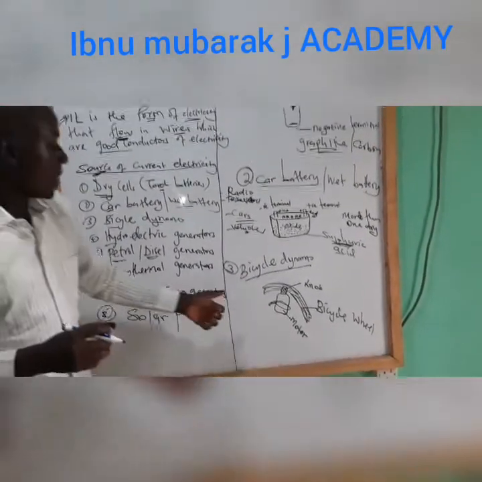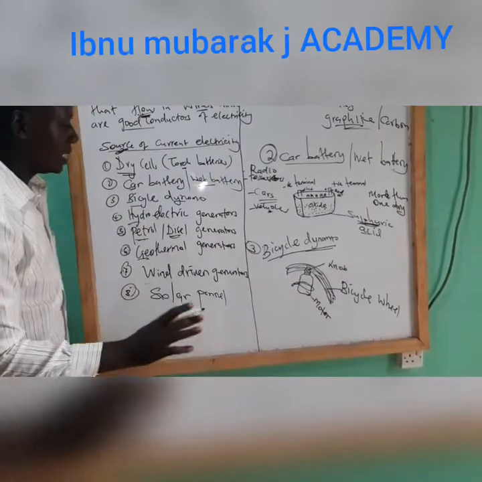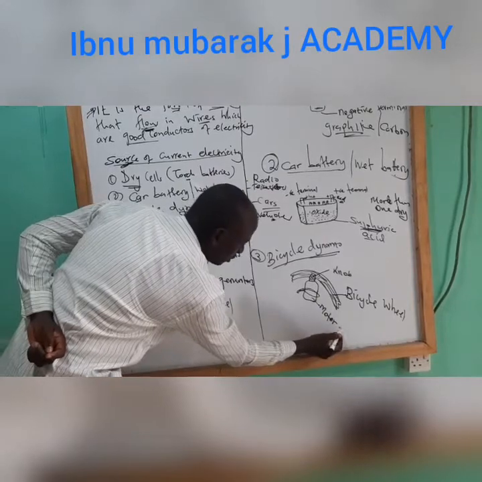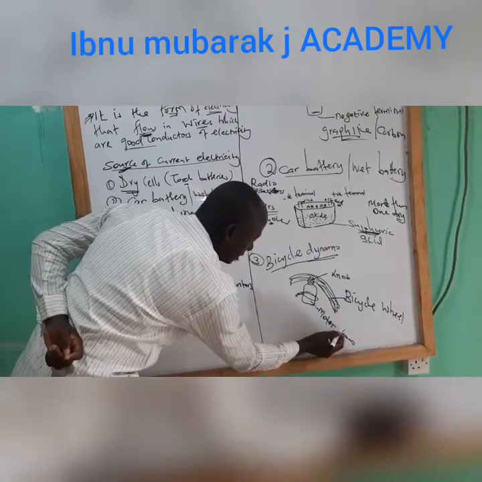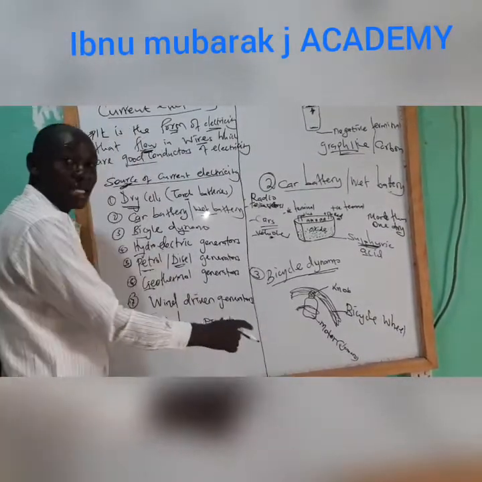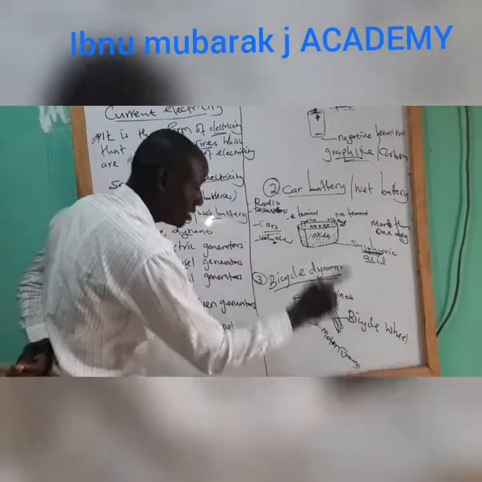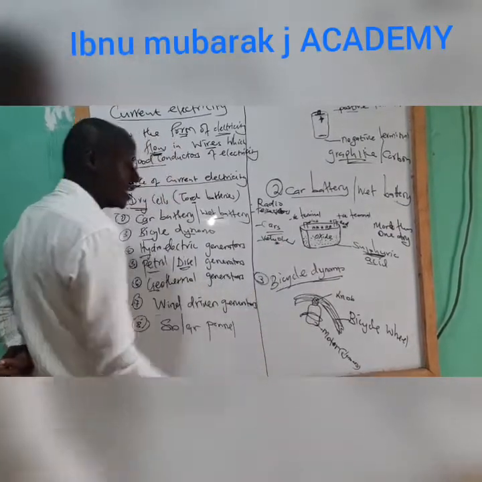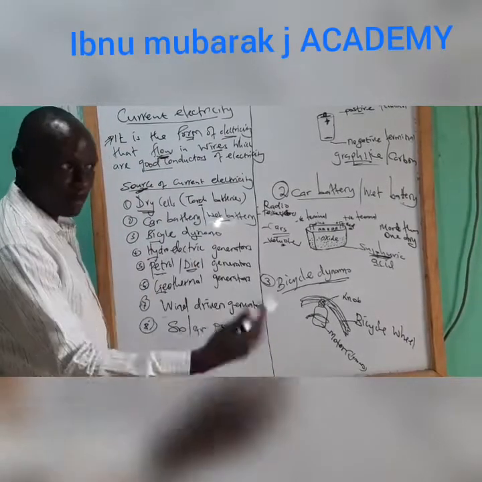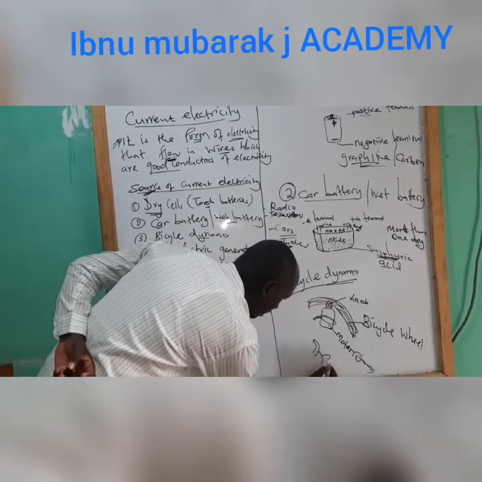is the bicycle dynamo. For boys, I think you are familiar with this thing. This is a small motor, a dynamo, that is placed on the hind wheel of a bicycle. When it is rotated, it produces electricity, which is used to light the lamp that is at the fore part of the bicycle. Let's say you have a bicycle, this is your lamp here.